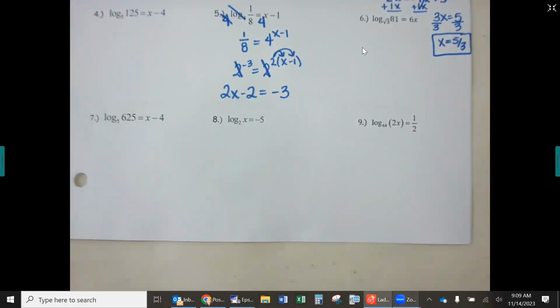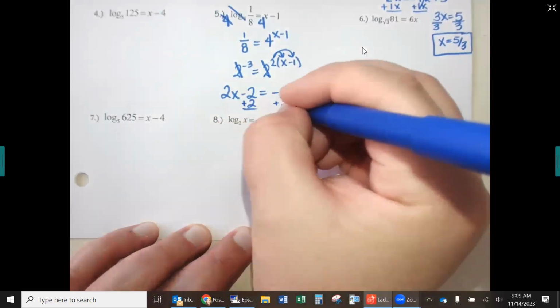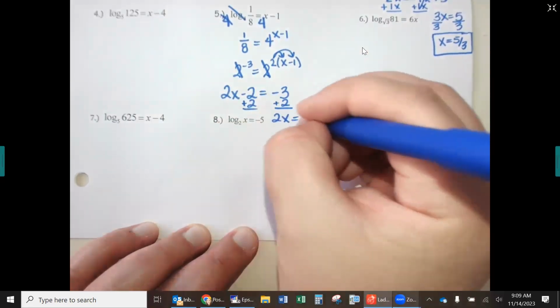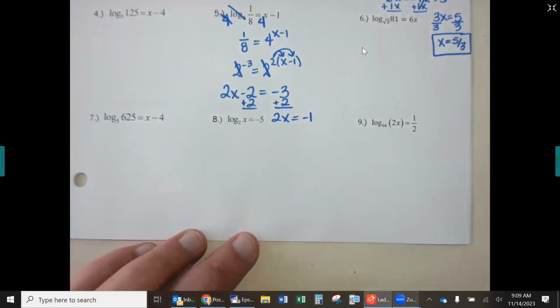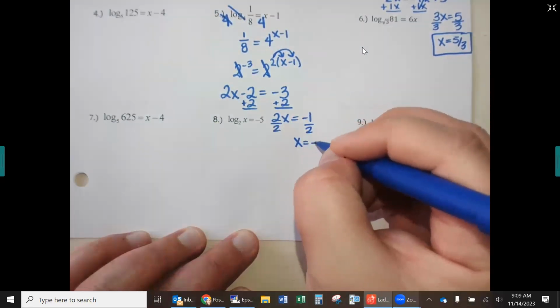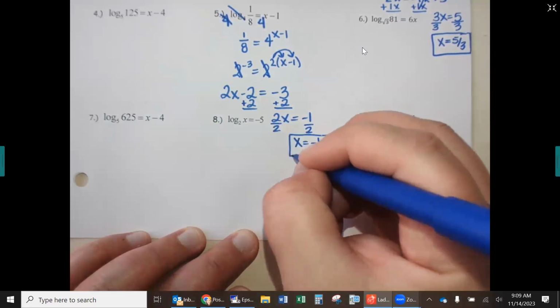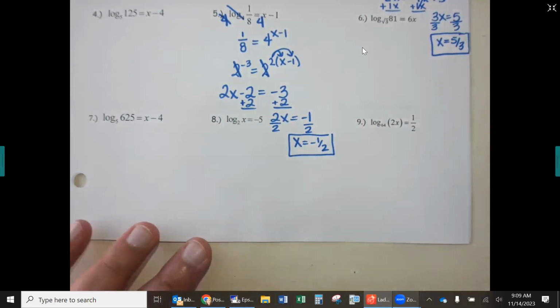What do I do with the -2? Okay, plus it across. -3 plus 2 gives me 2x equals -1. And then from there, divide by 2. So x would equal -1/2. Okay.